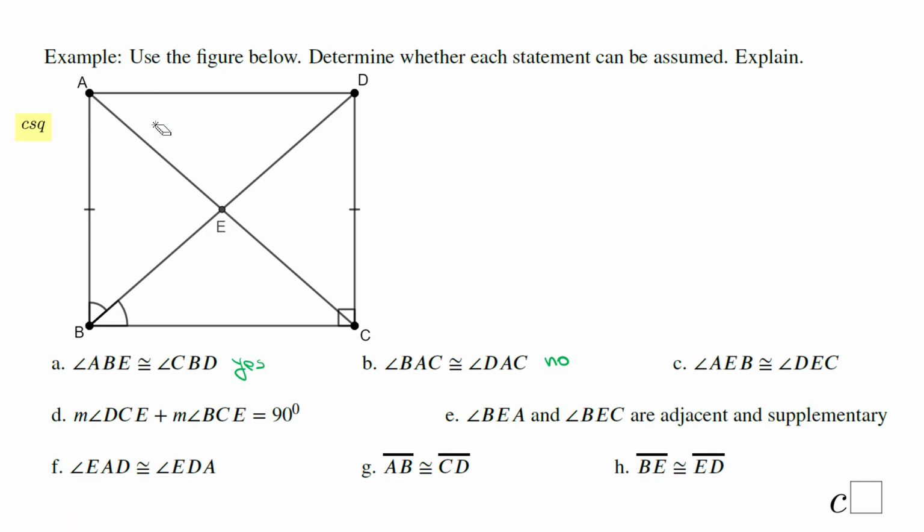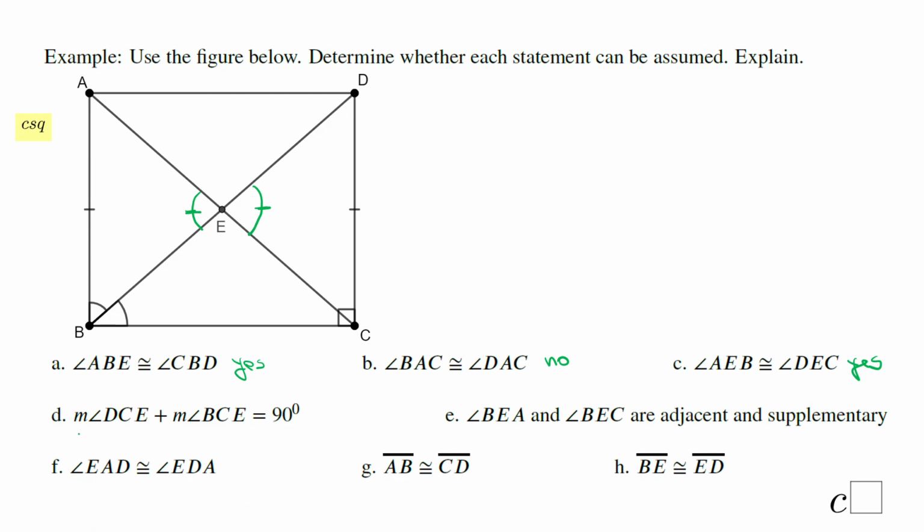Let me erase these two. I'm going to move to the next one, AEB, which is this angle, and angle DEC. Are those two angles congruent? And the answer is yes. We can assume that from the picture because these two angles are vertical angles. So this one you can assume because we have two lines intersecting and they form vertical angles.